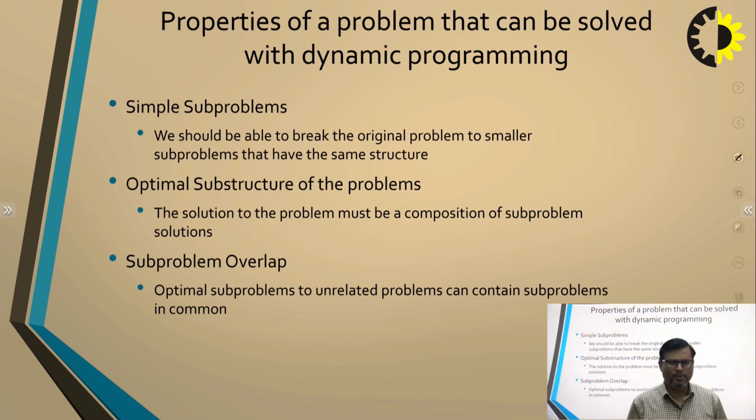We should be able to break the original problem into smaller subproblems that have the same structure. Next, optimal substructure: the solution to the problem must be a composition of the subproblem solutions. And overlapping subproblems: optimal solutions to unrelated problems can contain subproblems in common.